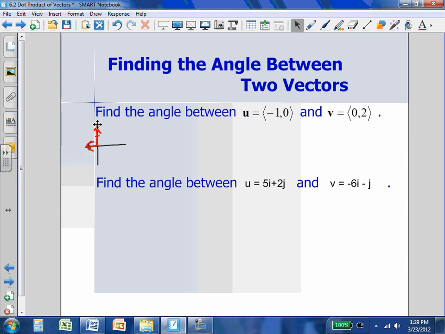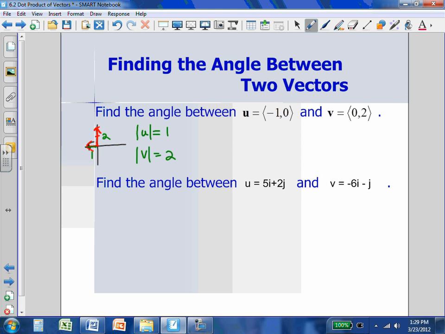So let's take a look. We're going to use the formula. First of all, we need to know what their magnitudes are. That's a good place to start. So the magnitude of u, remember, it's just like the Pythagorean theorem where you take the square of your horizontal component, take the square of your vertical component, add them together, take the square root. Well, I can see right now that this vector has a length of 1, and this one has a length of 2. So therefore, the magnitude of u is 1, and the magnitude of v is 2.